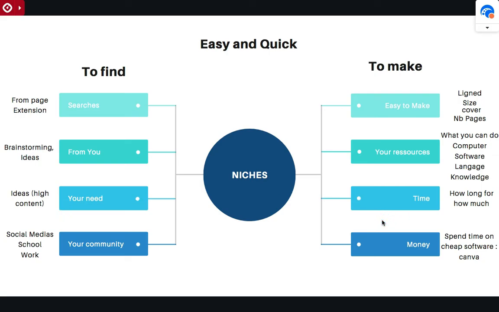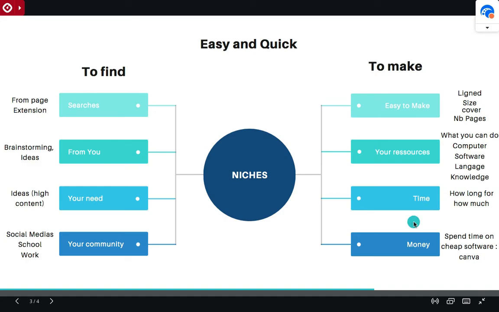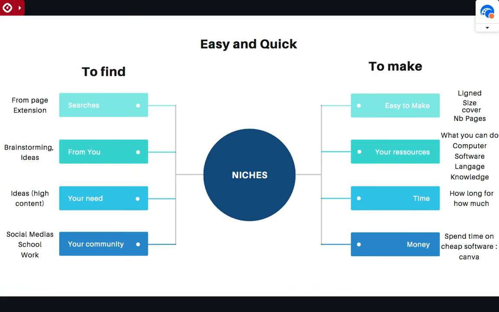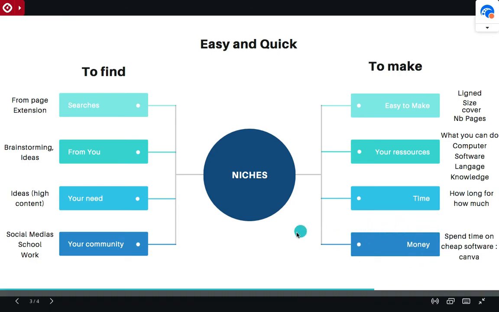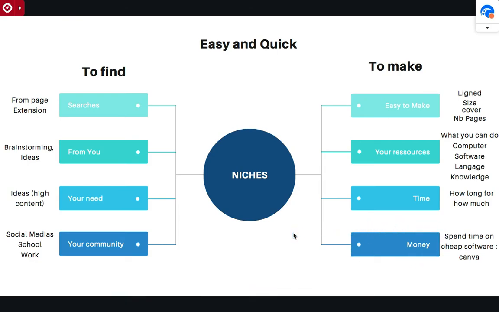Then how long and for how much? Take time. Do I need to publish more to learn the process? Do I need to spend more time on finding good niches? Is it worth it to work 10 hours on one niche, or to spend 10 minutes on 10 niches? That's up to you. It depends on the niche. And then don't spend any money on things for now. If you start, try to find niches by yourself. Try to understand how it works.